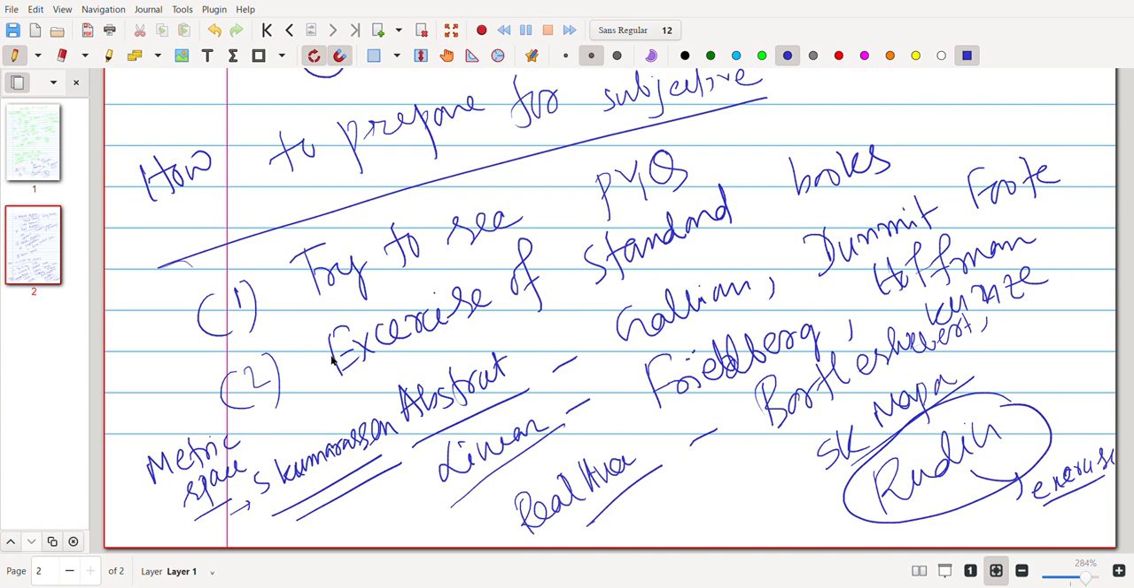And the standard books are these. You can read other books also, but these are the standard books you should read. If you can solve them, that covers almost all the problems. The exercises of these books help you to think much.